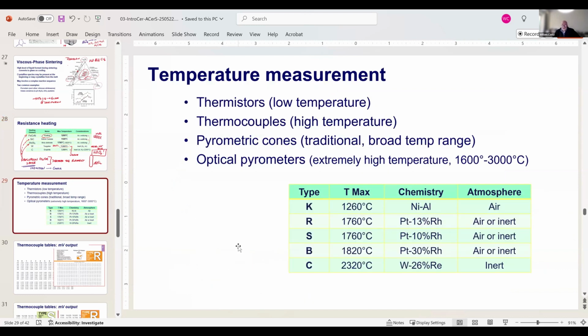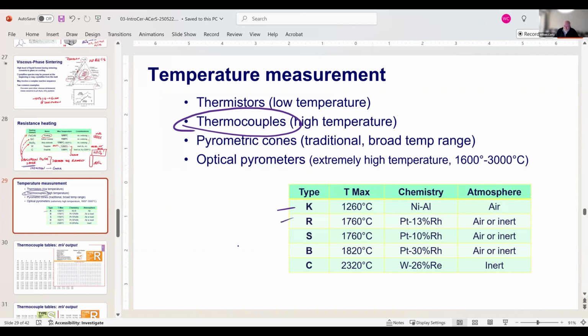All right, let's do temperature measurement. Thermistors are for low temperature. We're not particularly interested in those. There's a lot of literature available for those, and you pick them based on your application. I'm not going to talk about those. Thermocouples, though, are our most common way to measure temperature at high temperature. I made a list of thermocouples down here, the most common ones that I run across. Type K is the big one: 1260 or below, it's a nickel aluminum material, and works in air.